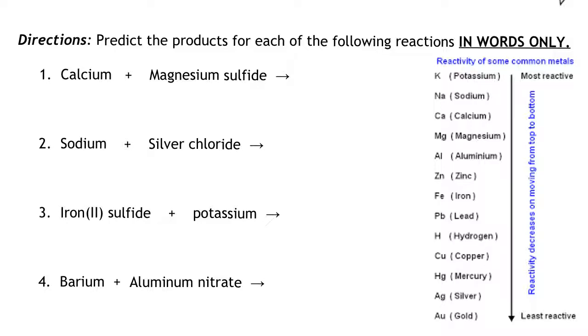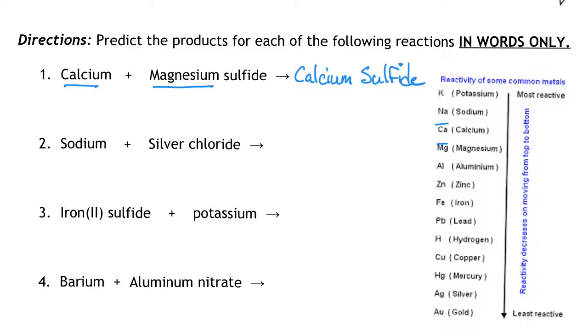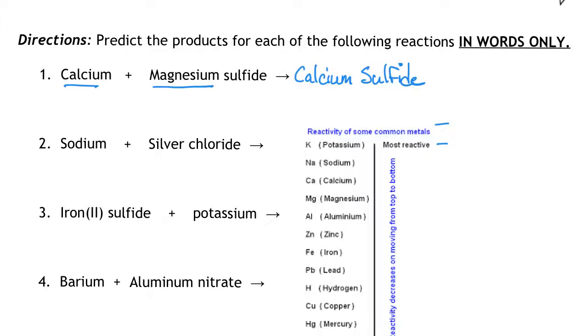So I've got calcium, and I've got magnesium. So I have to see if calcium will replace magnesium. Magnesium on my chart is located here. Calcium is above it, so it's more reactive, and it will replace the magnesium. So the product's going to be calcium sulfide plus magnesium.